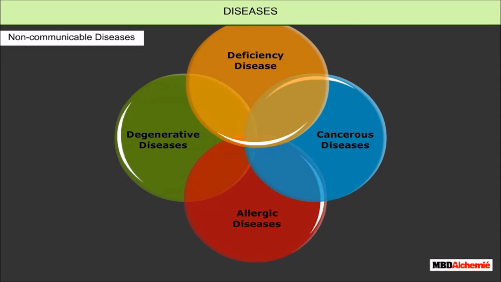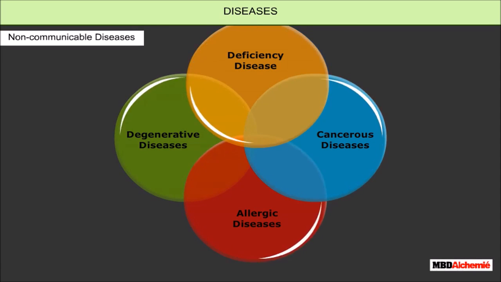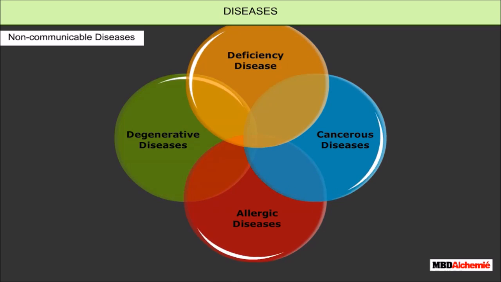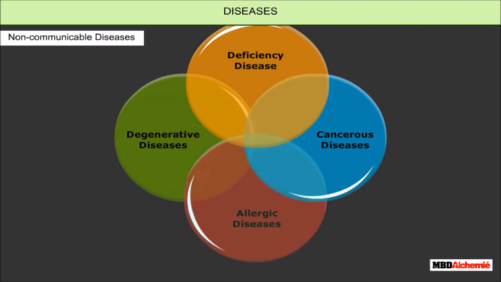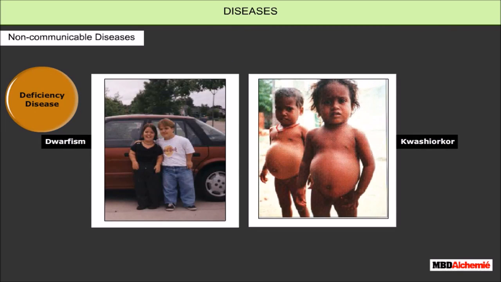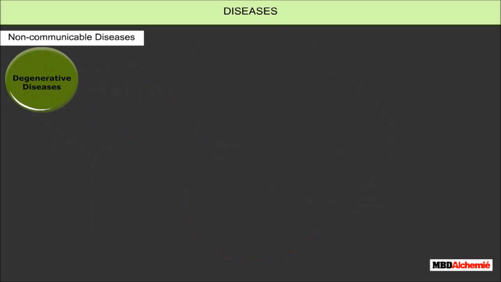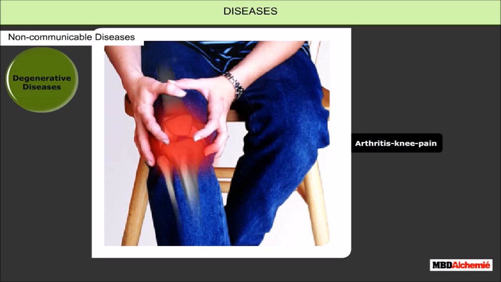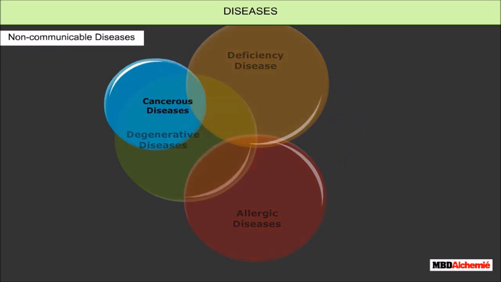They are of four types on the basis of their causative agents: deficiency, degenerative, cancerous and allergic. Deficiency diseases. These occur either due to deficiency of some nutrients in diet or hormone, for example, kwashiorkor and dwarfism. Degenerative diseases. These diseases occur due to degeneration of certain body tissue, for example, cardiovascular diseases and arthritis.